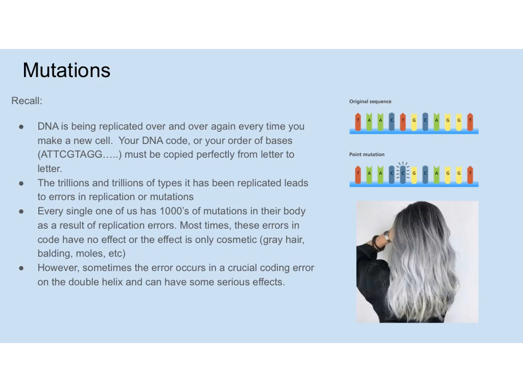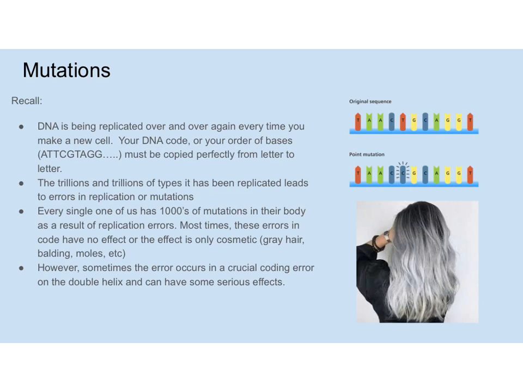Your DNA code, or the order of your bases, must be copied perfectly from letter to letter. The trillions and trillions of times that it has been replicated leads to errors in replication, or what's known as a mutation. All of us have thousands of mutations in our body. You've made a number of replication errors throughout your body, but it usually doesn't result in anything. Either the cell will die from its replication error, so you made a major DNA error and then that cell just kills itself, so it never continues on. Or it's in an area that doesn't really affect you at all. Maybe it makes a protein that's not essential, or maybe it only slightly modifies the protein and you don't notice it. Other times you do notice it, but it's just cosmetic.